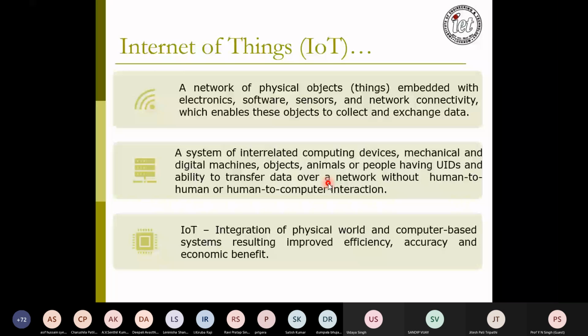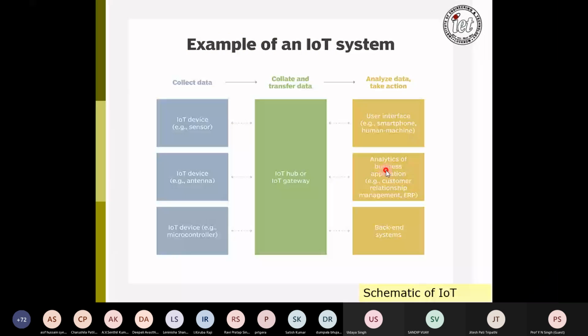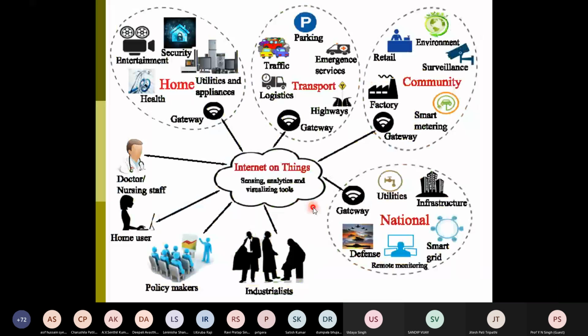So it is an integration of the physical world and computer-based systems, resulting in improved efficiency, accuracy, and economic benefit. That is, how we can get efficient and better services by utilizing the components available in the digital universe. It is a system that collects and transfers data, and analyzes the data. We are all aware of the potential of the Internet of Things in home, transport, community, national activity, government sector, industries, policymakers, health science, home users, and so on.